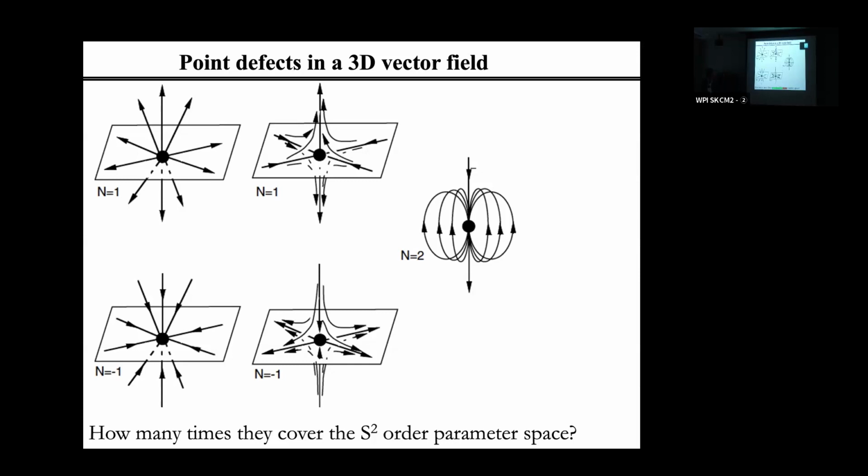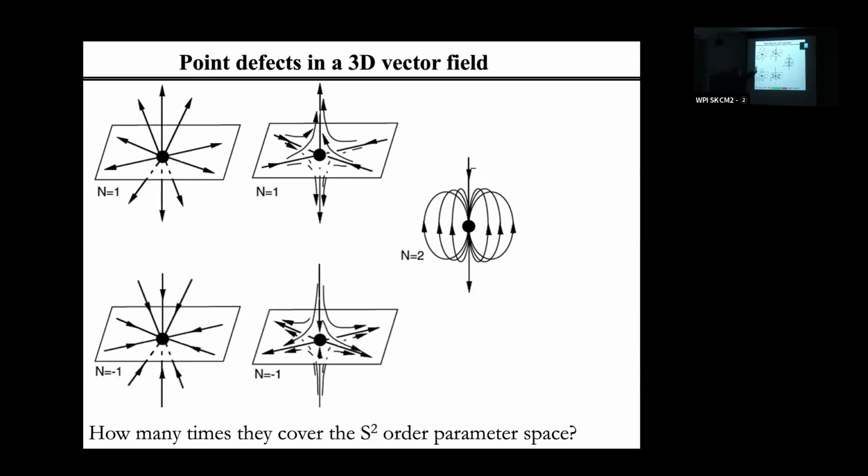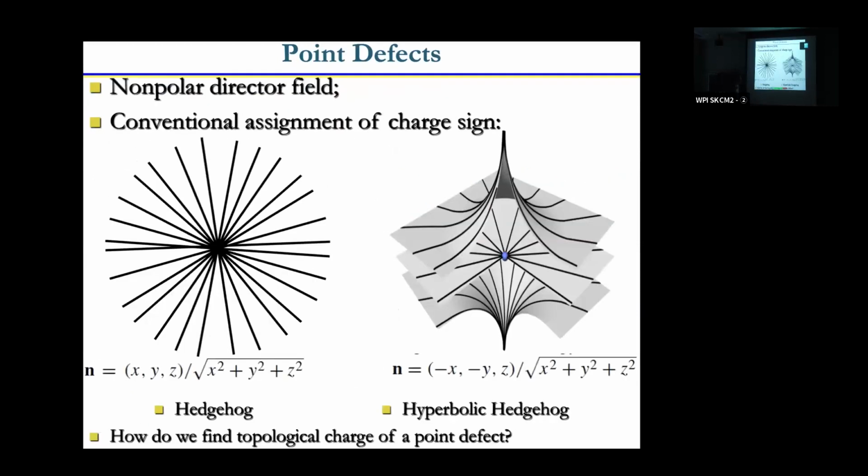If you go now to the director fields, you realize you have non-polar symmetry. So the two configurations that we just looked at would be exactly the same, and these two would be exactly the same because you have that non-polar nature. And so when it comes to non-polar liquid crystal director fields, this type of defect has a charge that is plus and minus 1 at the same time. And this type of defect has plus and minus charge at the same time.